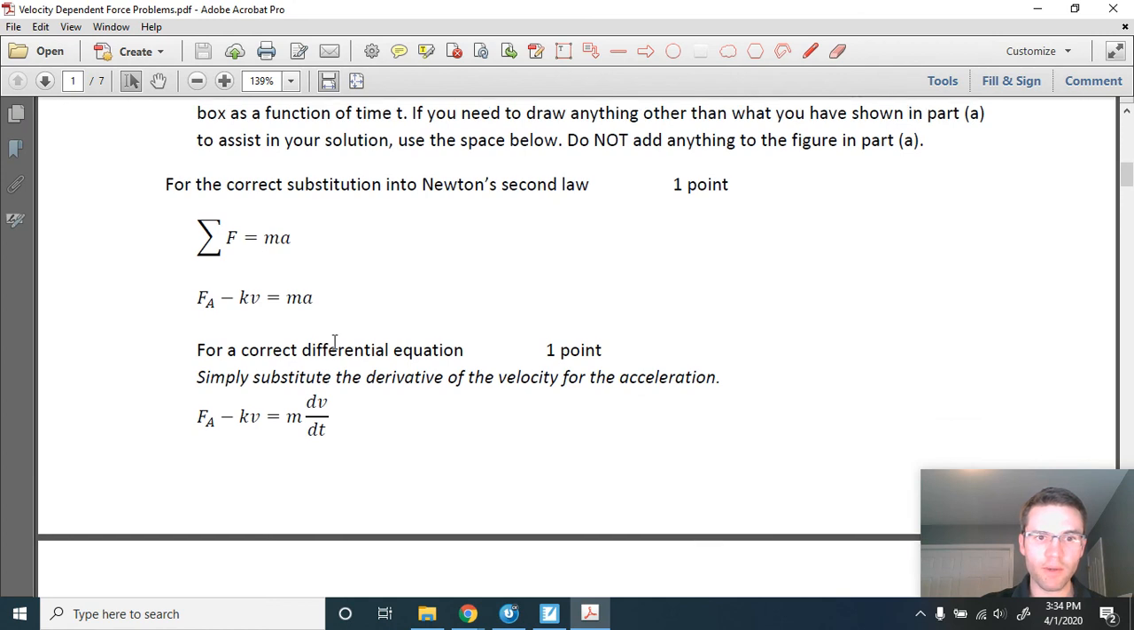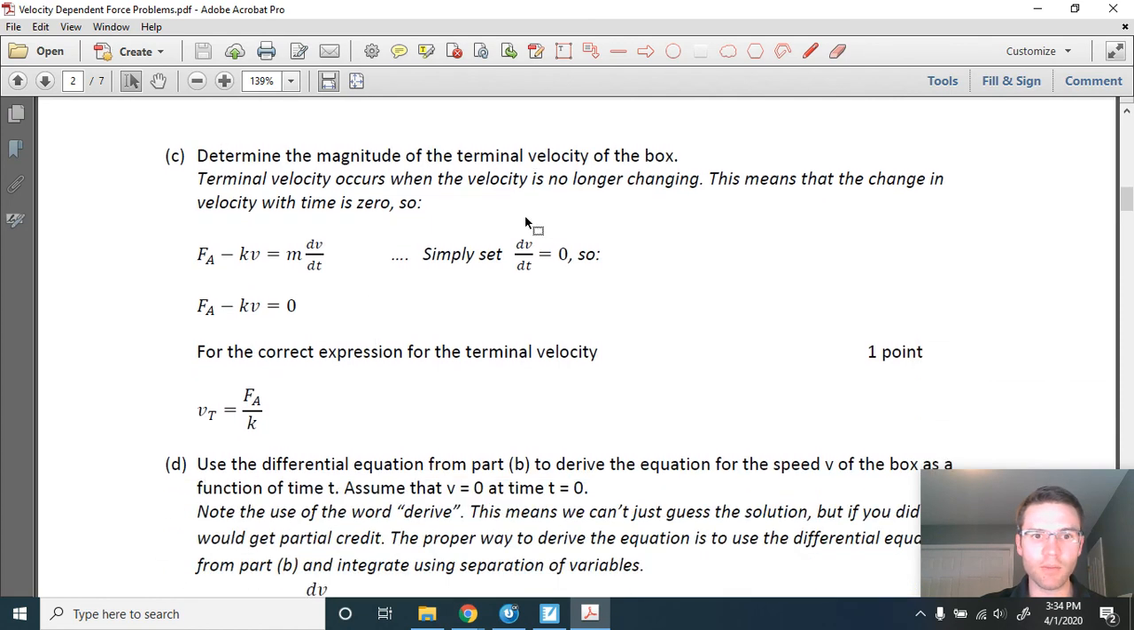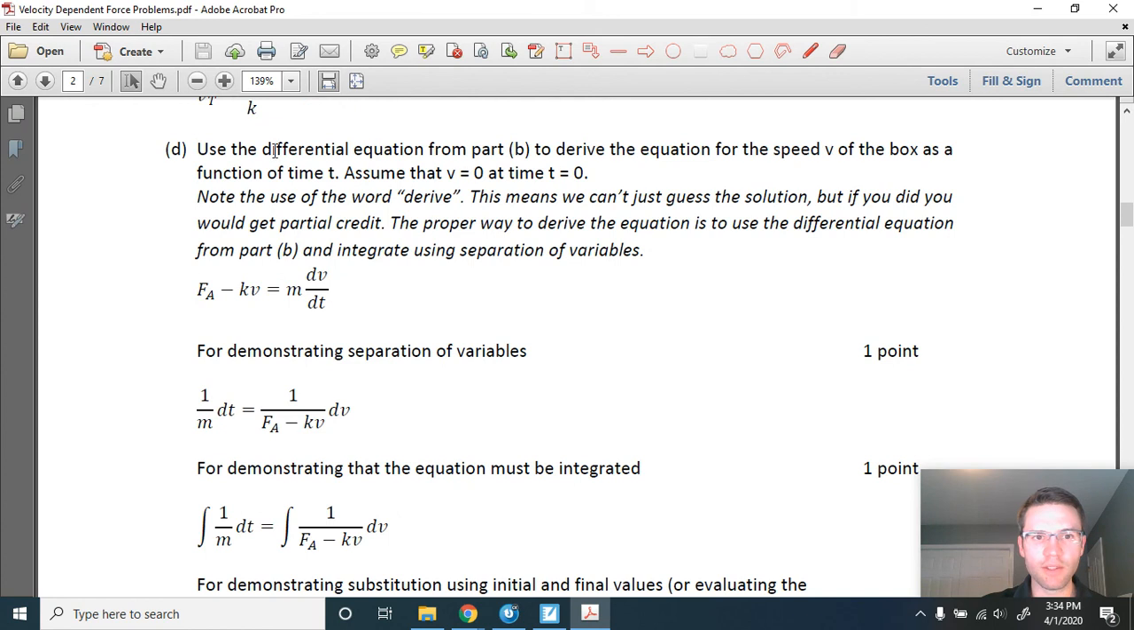They get 1 point for turning a into velocity. The derivative of velocity with respect to time, dv/dt. That's a pretty easy point. No hard math there. Determining the terminal velocity, we did that. That's when your resistance force is equal to your drag force, or your drag force is equal to your gravitational force. And they do that here and they get their terminal velocity, pretty easy point.